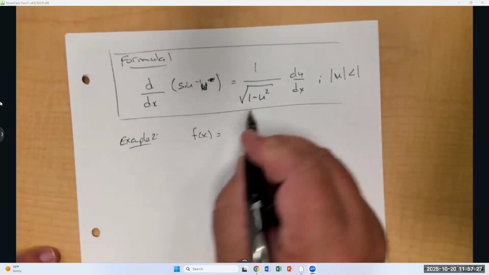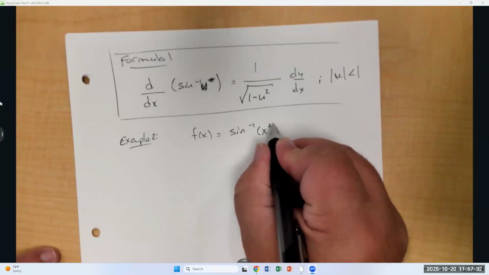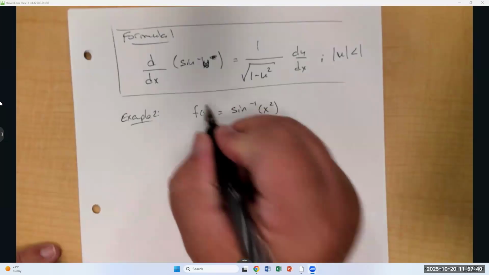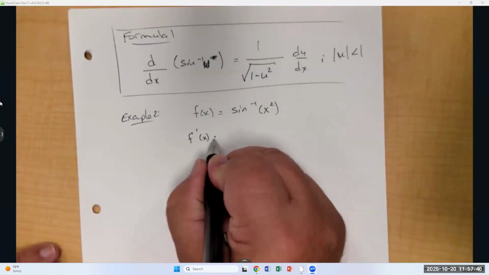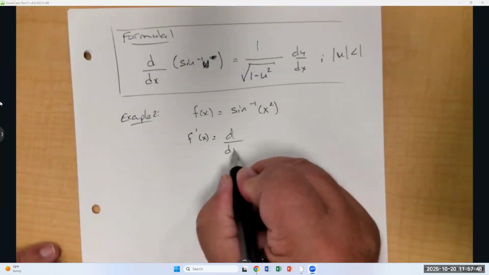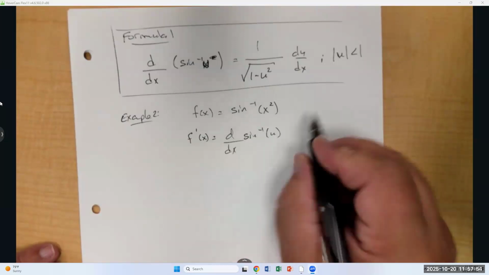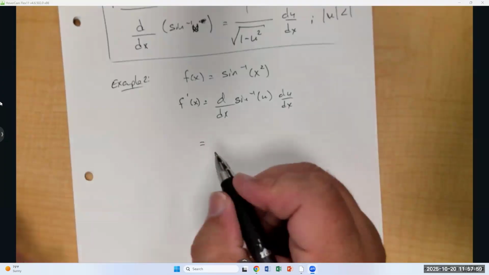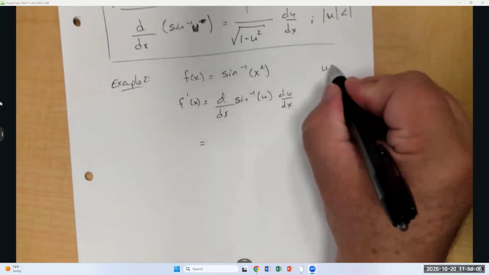So let's say our function was the inverse sine of x squared. Find the derivative. So the derivative of this function is the derivative of the inverse function of u, du dx. So u is equal to x squared.